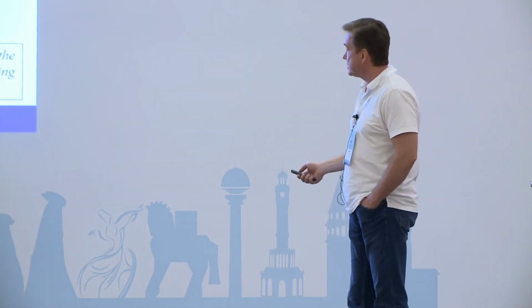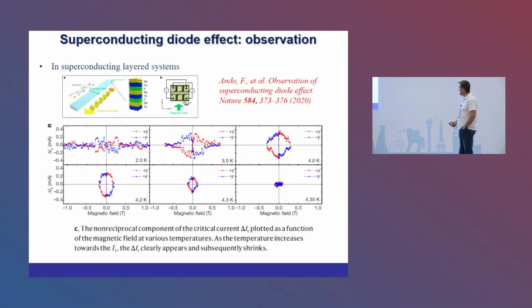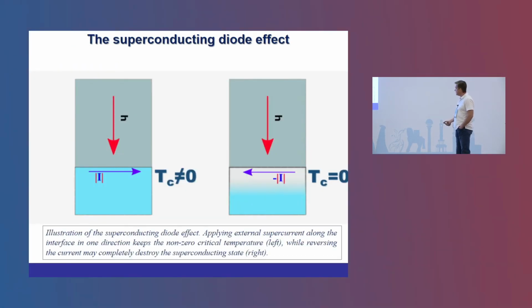So what is the superconducting diode effect? If we have a current in one direction, there is a non-zero critical temperature, everything is good. But if the current is applied in the other direction, it can already be the normal state. This is just a very radical case.